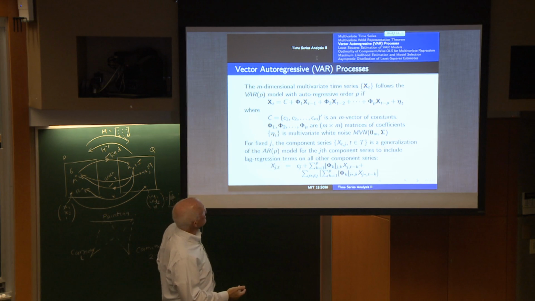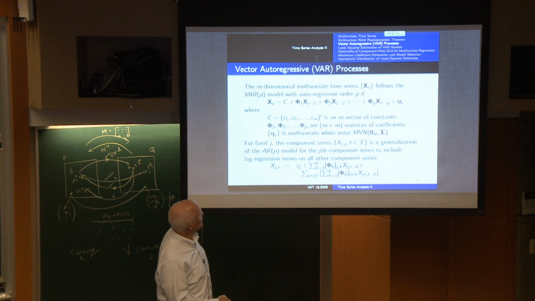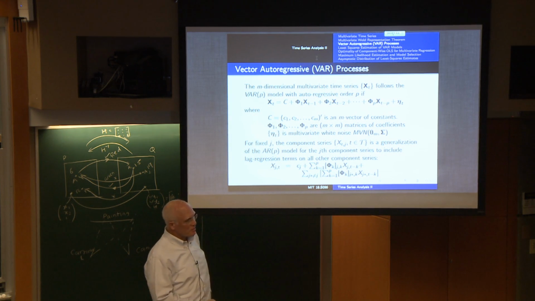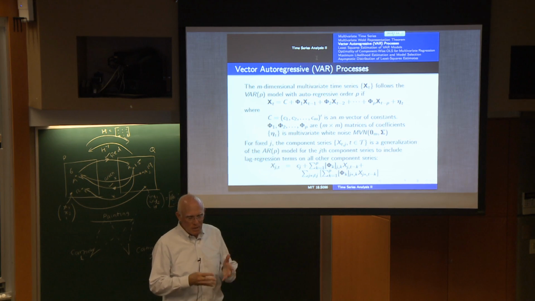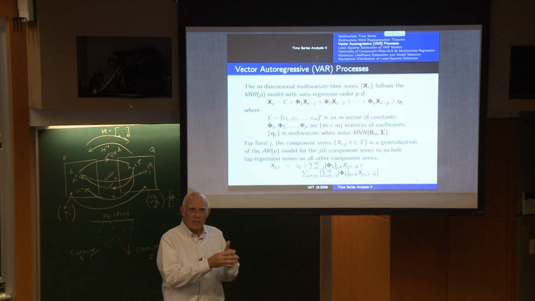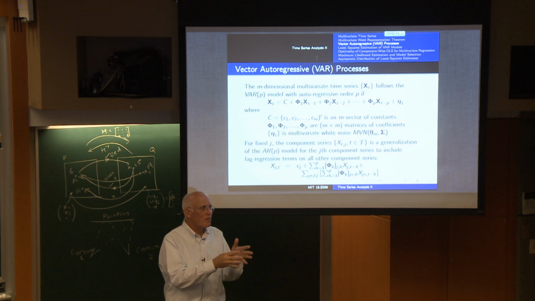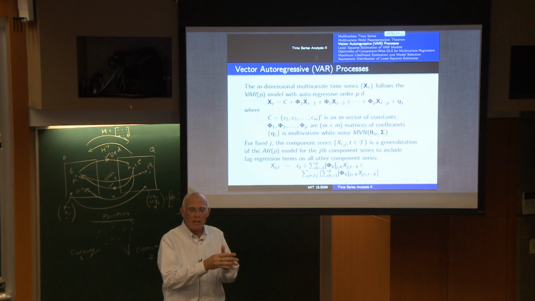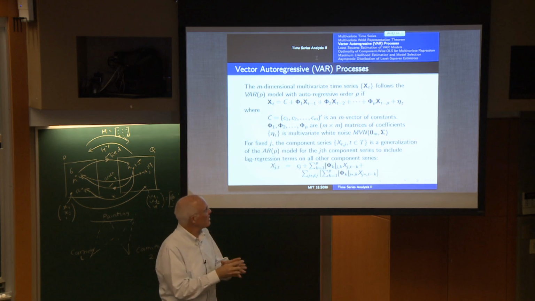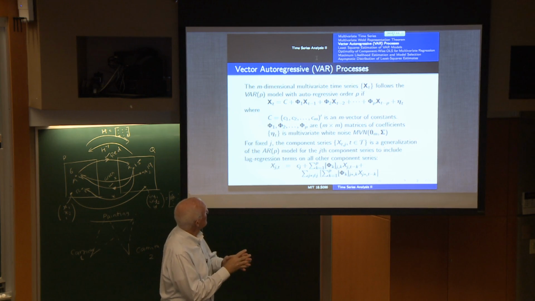And what this allows one to do is model how a given component of the multivariate series, like how one exchange rate varies, depends on how other exchange rates might vary. Exchange rates tend to co-move together in that example.